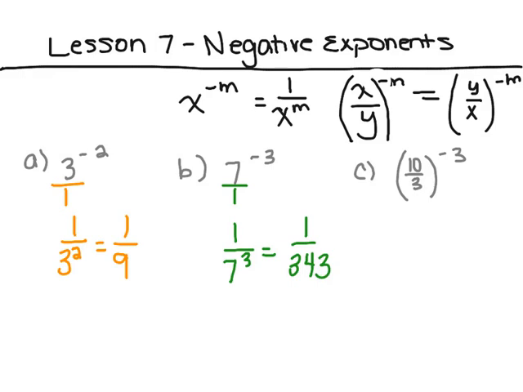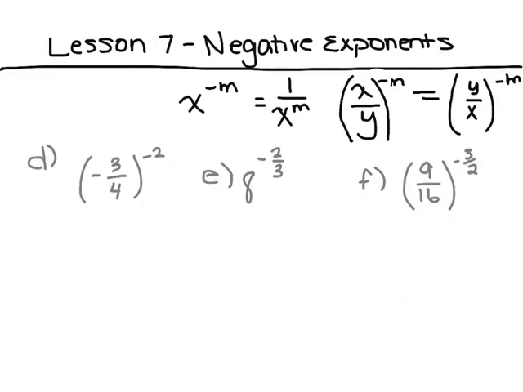For the next one, because we already have a fraction, we're just going to find the reciprocal. So 3 over 10. Flip it around. And when you have an exponent to the power of a fraction, you distribute to the top and to the bottom. So 3 cubed over 10 cubed, which is equal to 27 over 1,000.